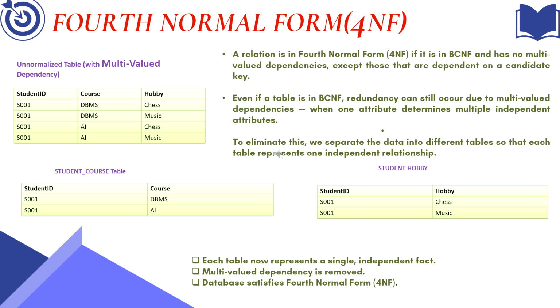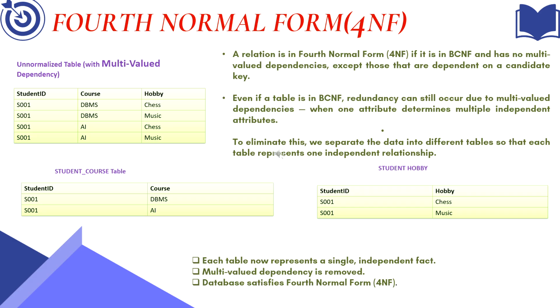A table is said to be 4NF if it is already in BCNF and has no multi-value dependencies except those that depend on a candidate key. In simple terms, 4NF ensures that every table stores only one type of relationship without mixing unrelated data.